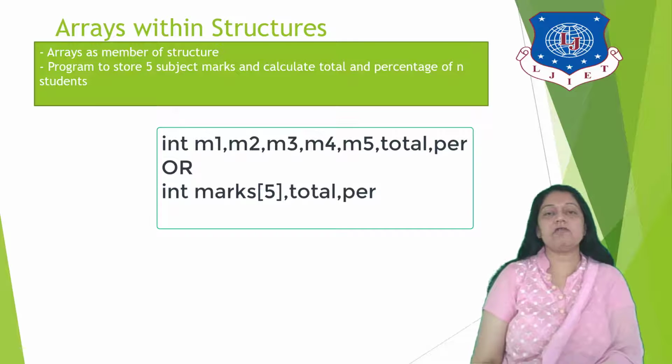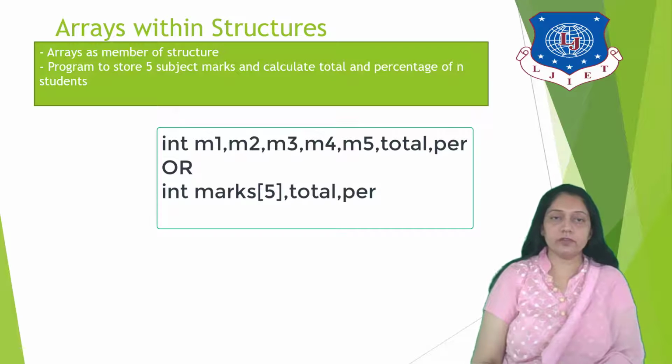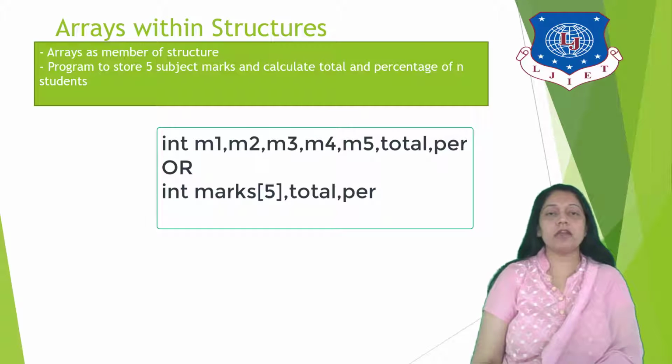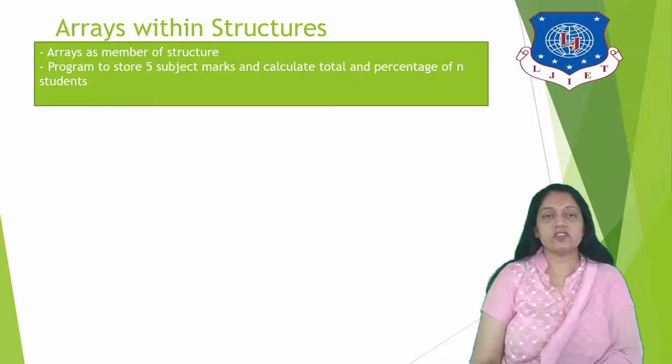But this is not an efficient method of programming. Instead, I'll take total and percentage as 2 members and the third member would be marks. And this marks would not be a simple member but an array, and the size of the array would be 5. By converting marks into an array, you will have only 3 members in this structure instead of 7. Let's see how we are going to make the program for this topic.